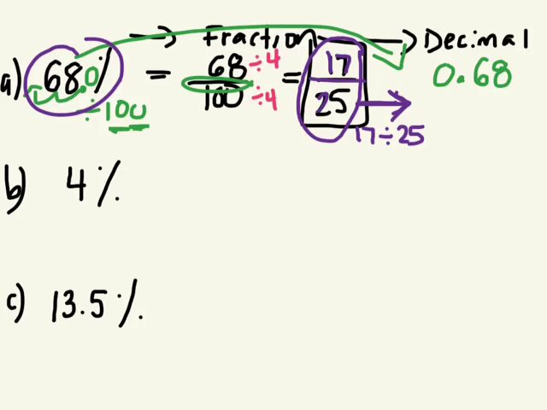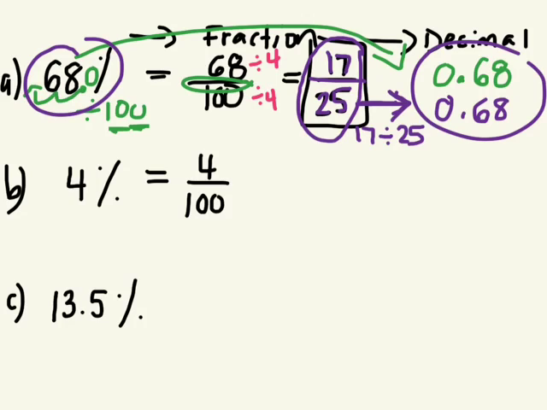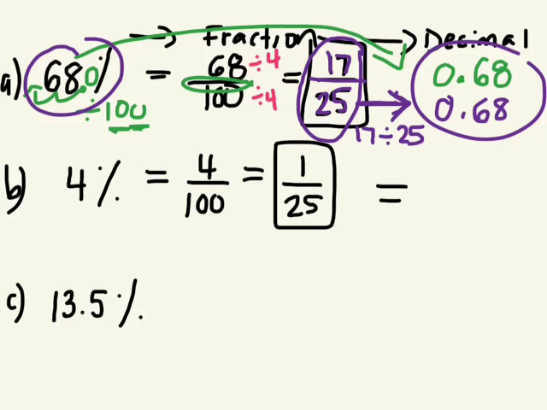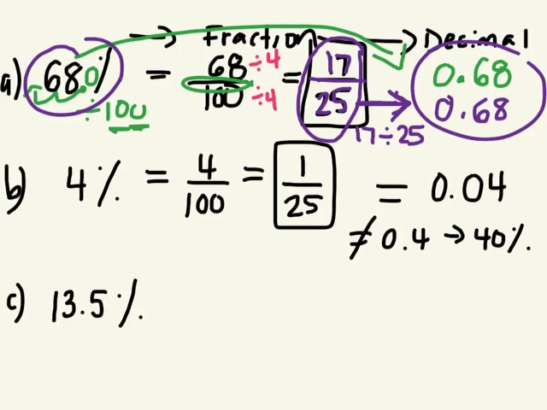17 divided by 25. If you do this on your calculator, what's the answer? You should get the same answer because they both represent the same thing. We can write it out of 100, 4 out of 100, and reduced is 1 over 25. Excellent. What is this as a decimal? 0.04. Excellent. Why is it not 0.4? What's 0.4? Good. 0.4 is actually 40%. So I want you to pay attention to the difference between the two, okay?